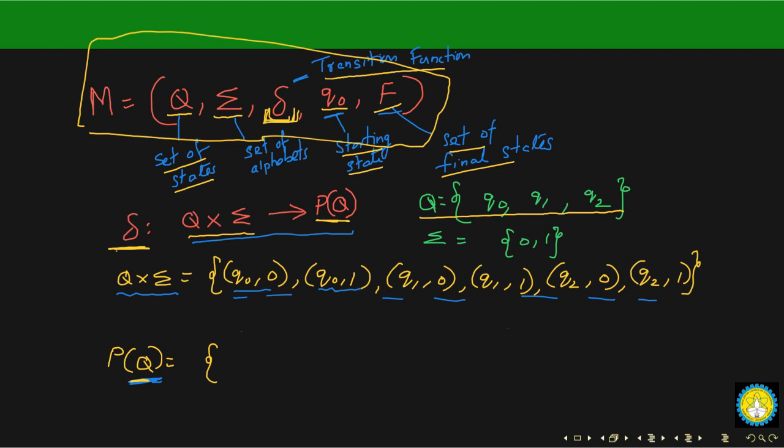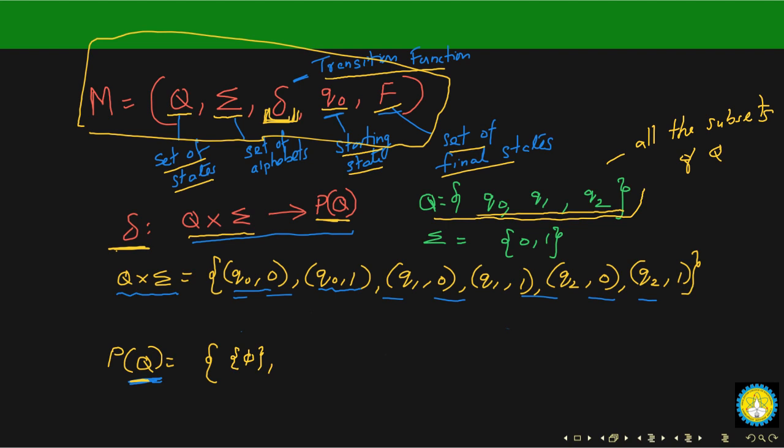As I told earlier, the power set of Q is going to be the set of all the subsets of Q. So which are all the subsets of Q? We know Q contains all these values, that is Q0, Q1, and Q2. This is the set Q. We want to find all the subsets of Q, and that's what the power set is. To start with, we know that the null set is a subset of every set, so the null set will be one entry in this.